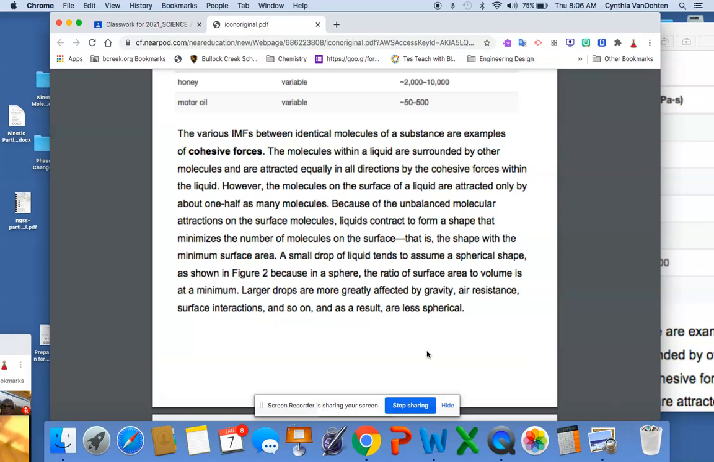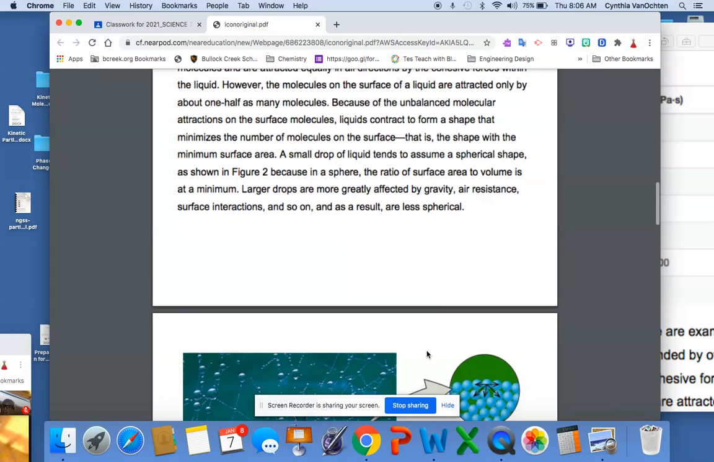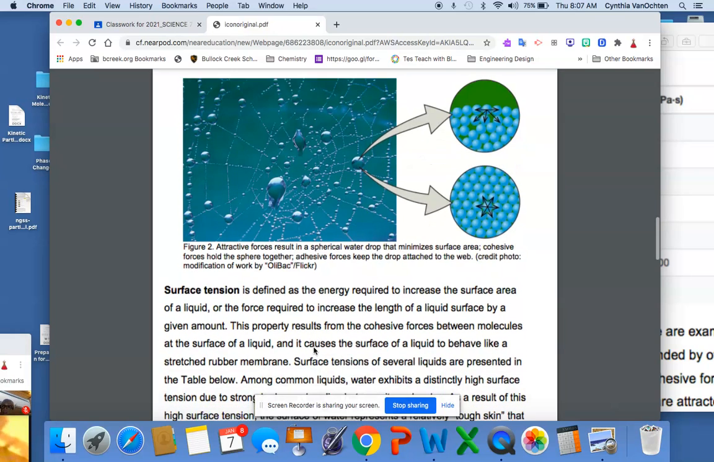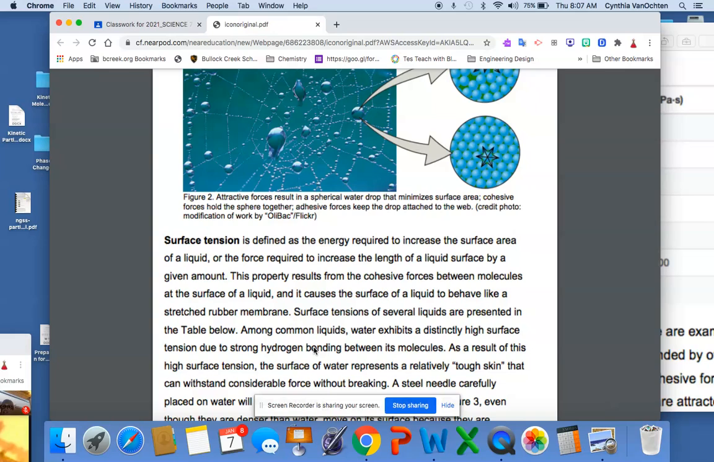Larger drops are more greatly affected by gravity, air resistance, surface interactions, and so on, and as a result are less spherical. So you can see the intermolecular attractions attracting these molecules in all directions except for pulling upward because they're at the surface. Surface tension is defined as the energy required to increase the surface area of a liquid, or the force required to increase the length of a liquid surface by a given amount.